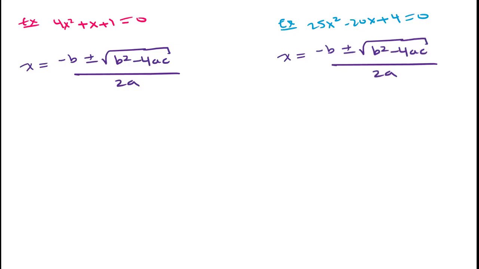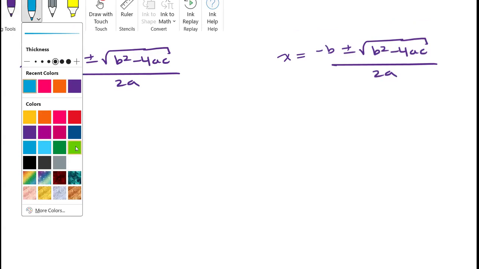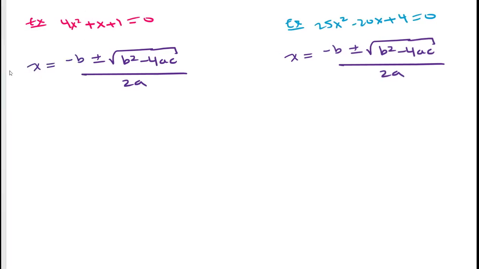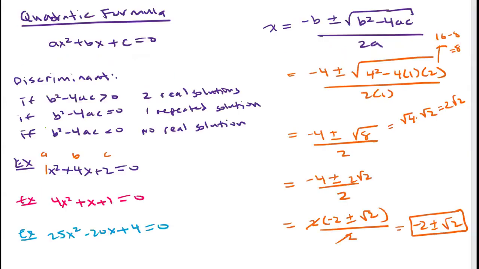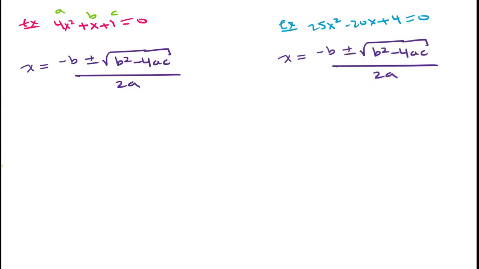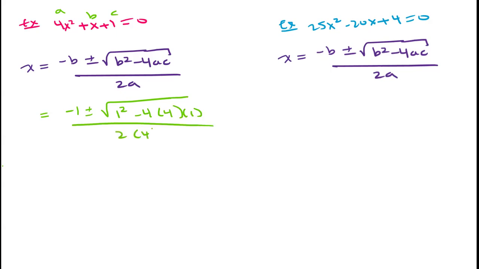Okay, so we have 4x squared plus x plus 1. Let's label those. This is our A, here's our B, and here's our C. So we get negative 1 plus minus the square root of B squared, which is 1 squared, minus 4 times A, 4 times 1, all over 2 times 4.